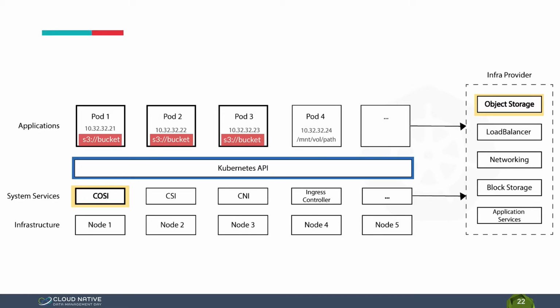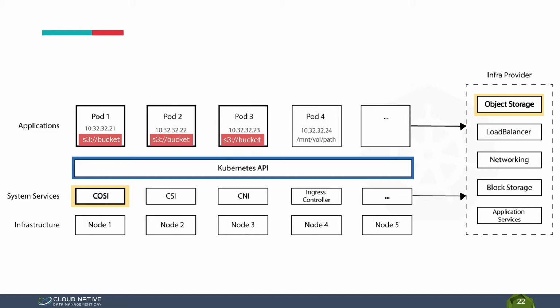So let's start with this diagram again. I showed this diagram earlier. This shows an overall architecture of a Kubernetes cluster with COSI in it. What I'm trying to show here is the life cycle of a bucket. So a pod, a workload, would request a bucket, and COSI will understand that request and then talk to the object storage system and provision the bucket, provision credentials for that bucket, and bring it back and plug it back into your pod. So this is the very simple version of the lifecycle of a bucket.